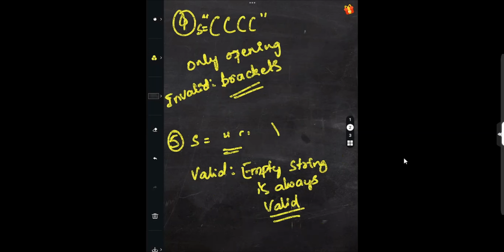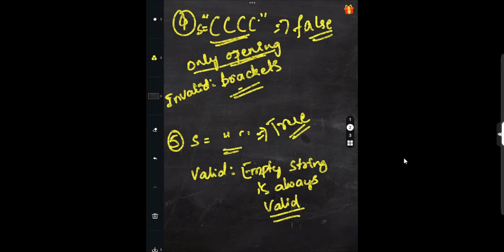Here we are seeing only opening brackets. We have considered only opening brackets. We don't have any closing brackets. We should have the four closing parentheses as well here, right? So this one will be false. And the final one is the empty string, and an empty string is always valid, right? So this one will be true here. So we have considered all the edge cases.